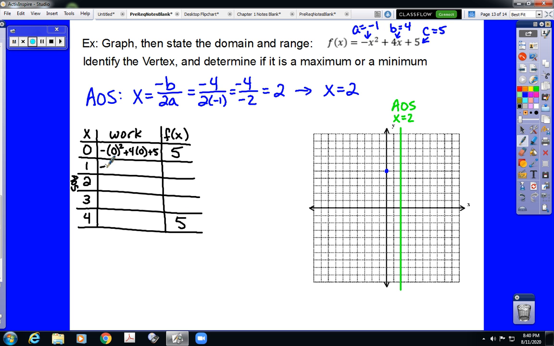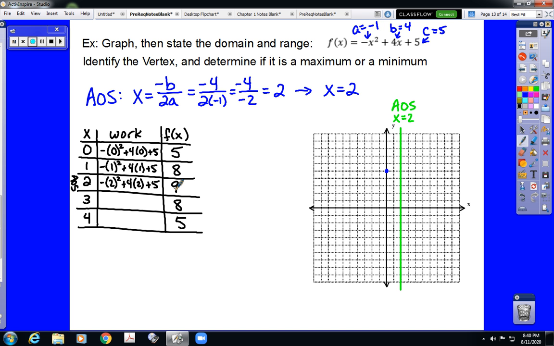Now, if the top row is 5, so is the bottom row. We move on to the next number, -1 squared plus 4 times 1 plus 5. That would be -1 plus 4, which would be 3, plus 5 would be 8. If this row is 8, so is the row below our axis of symmetry. So 3 also points to 8. Finally, we do the axis of symmetry itself, -2 squared plus 4 times 2 plus 5. That would be -4 plus 8, which is 4, plus 5 would be 9.